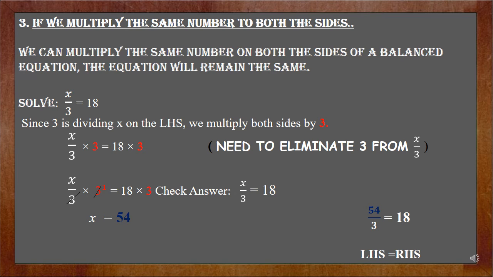Hence the equation becomes x by 3 into 3 equals 18 into 3. On the LHS, 3 divided by 3 equals 1. Thus we get x is equal to 18 into 3. We know 18 into 3 equals 54. So x is equal to 54.